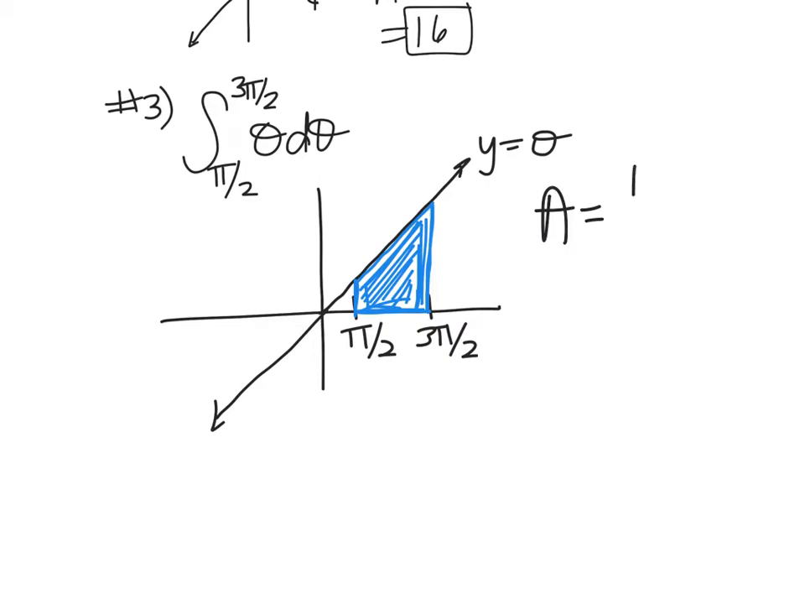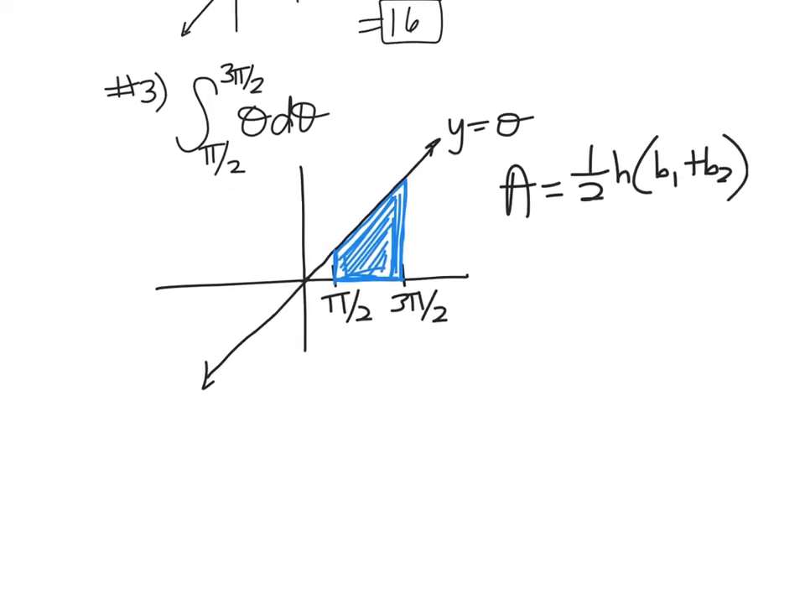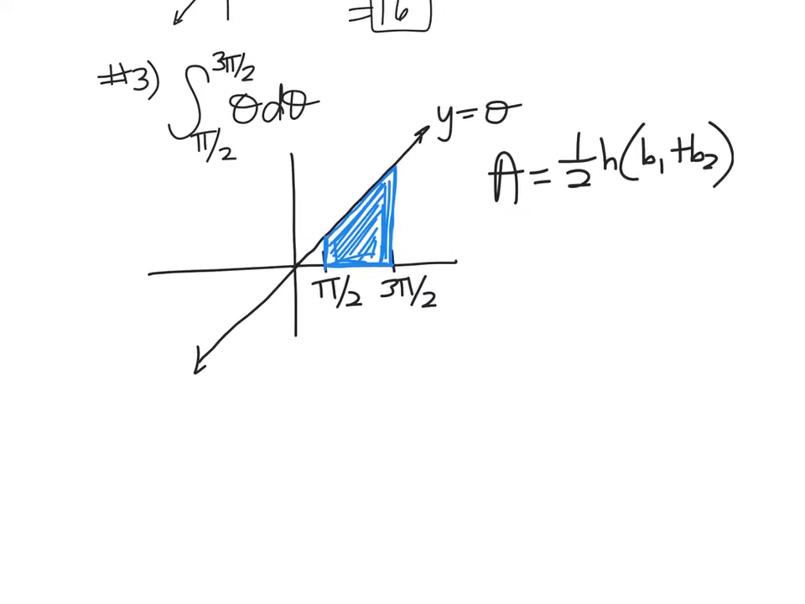I would do 1/2 height times base 1 plus base 2, because I know the trapezoid formula. It is a trapezoid? Yes. No, that's a triangle. Look at the shape of this thing. Hey, that's a trapezoid, if you turn it sideways. A trapezoid just has 2 parallel lines. Yeah, it's a whole trapezoid.